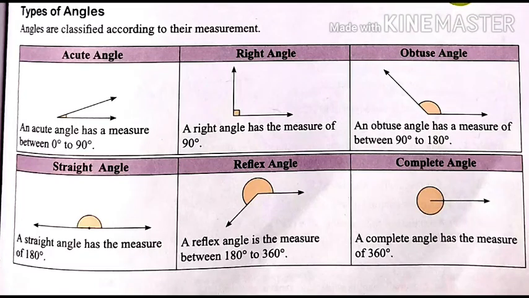Next is types of angles. There are basically 6 types of angles. One is the acute angle, which lies between 0 and 90 degrees. A right angle is exactly 90 degrees. An obtuse angle lies between 90 and 180 degrees. A straight angle, on a straight line, is 180 degrees. A reflex angle lies between 180 and 360 degrees. It means more than an obtuse angle. So if an angle crosses the obtuse angle, we call it a reflex angle, and a complete angle is considered as 360 degrees, the whole circle.